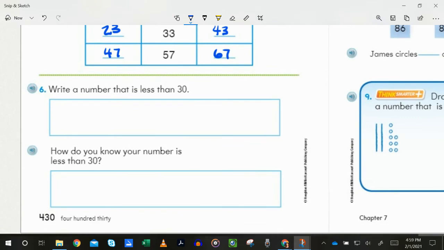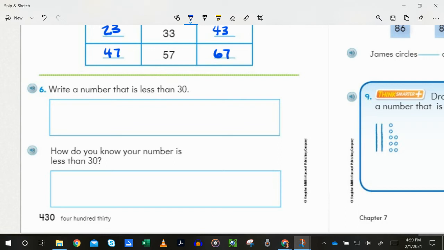Okay. Number 6, write a number that is less than 30. Well, I'm not going to write down all of the different choices because there's a lot of them. There's 0, 1, 2, 3, 4, 5, 6, 7, 8, 9, 10, 11, 12, 13, 14, 15, 16, 17, 18, 19, 20, 21, 22, 23, 24, 25, 26, 27, 28, and 29. If you wrote down any of those numbers, then you did that correctly. You only needed one of them.